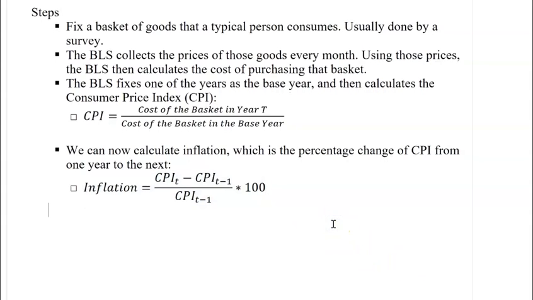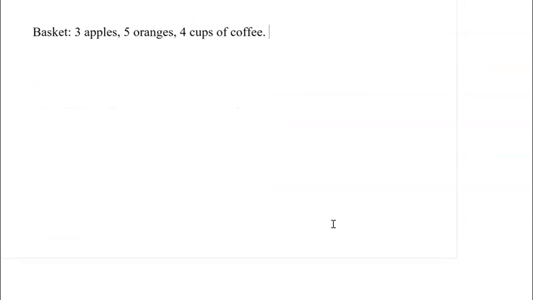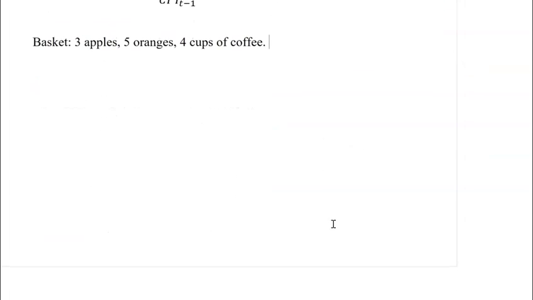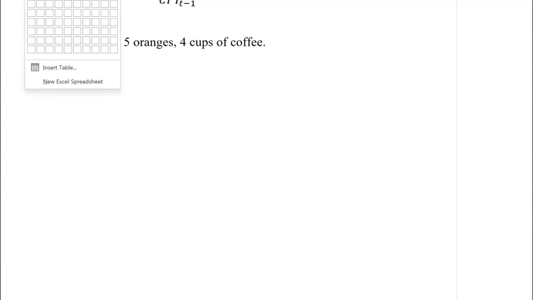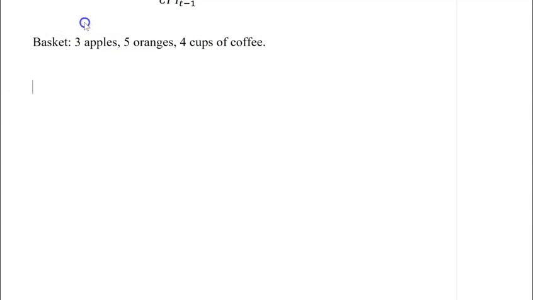Now let's look at an example. Let's say I have a basket, and in my basket I have 3 apples, 5 oranges, and 4 cups of coffee. So this is in my basket, and the CPI has determined that this is what a typical American consumes on a daily basis or a monthly basis.